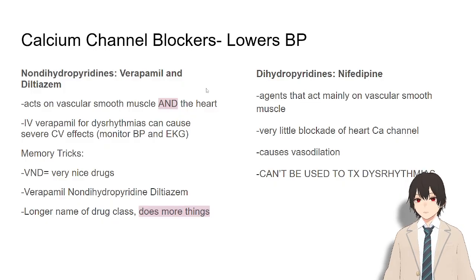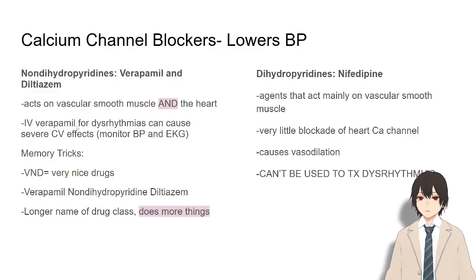So the way I like to remember it is that non-dihydropyridines, the two popular ones, verapamil and diltiazem, make up this mnemonic called "very nice drugs," right? So it stands for verapamil, non-dihydropyridine, diltiazem. Also, it's a longer name, the drug class, the non-dihydropyridines. It's much longer than just dihydropyridines, right? So I think the longer the name, it does more things. That's how I remember it acts on the vascular smooth muscle and the heart. Okay.